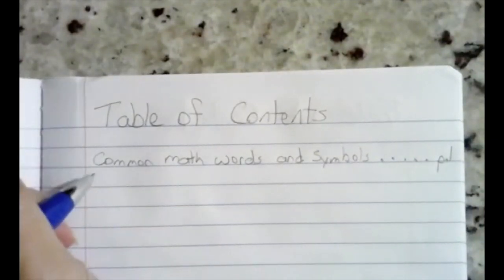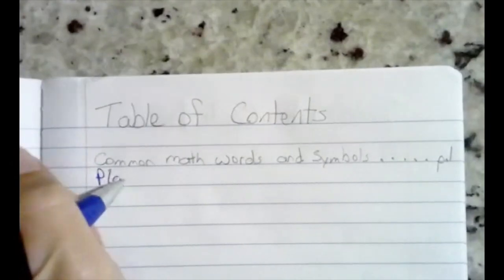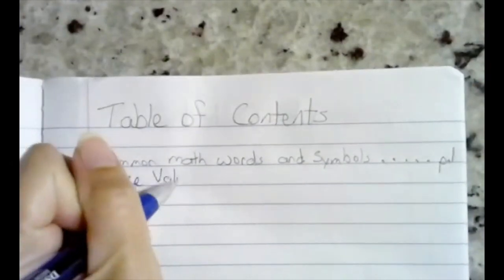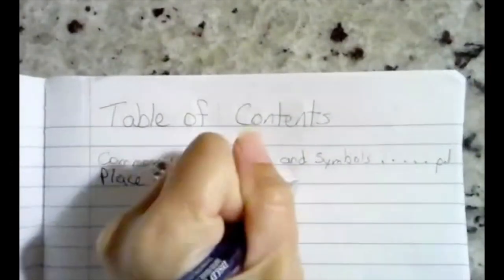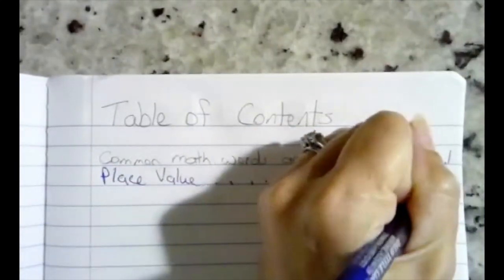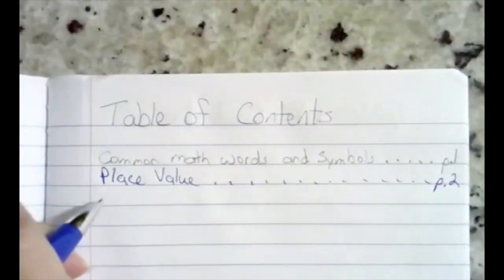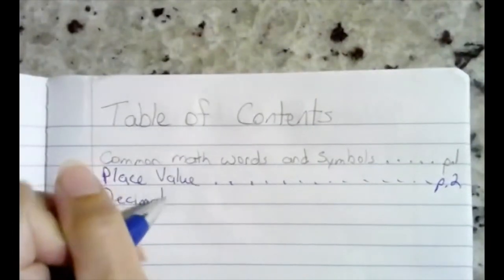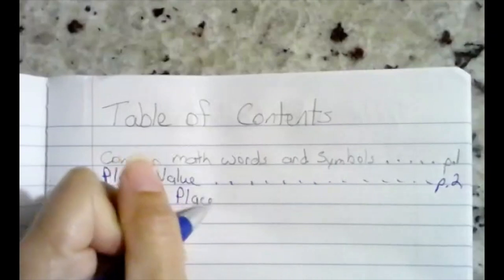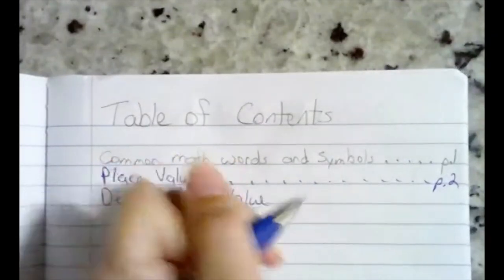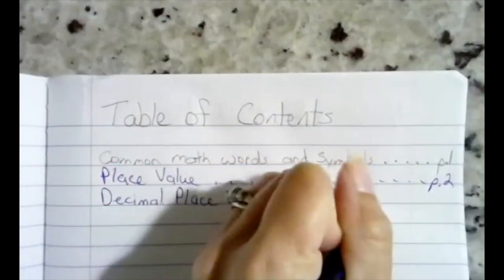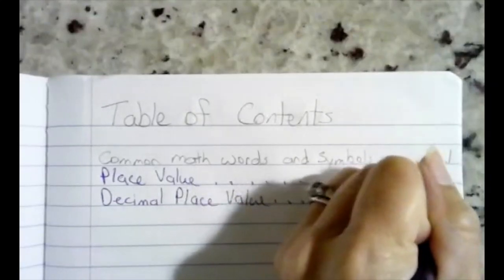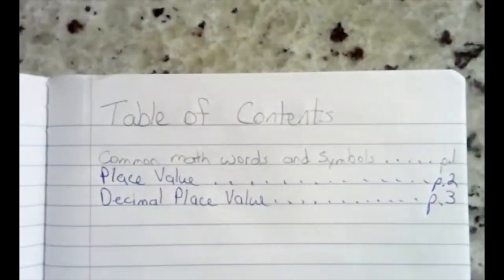So the first set of notes is called place value. So you're going to write place value, page 2. And then right under there, without skipping lines, you're going to write decimal place value, page 3. So we are reviewing some whole number place value from last year and introducing some decimal place value for this year.